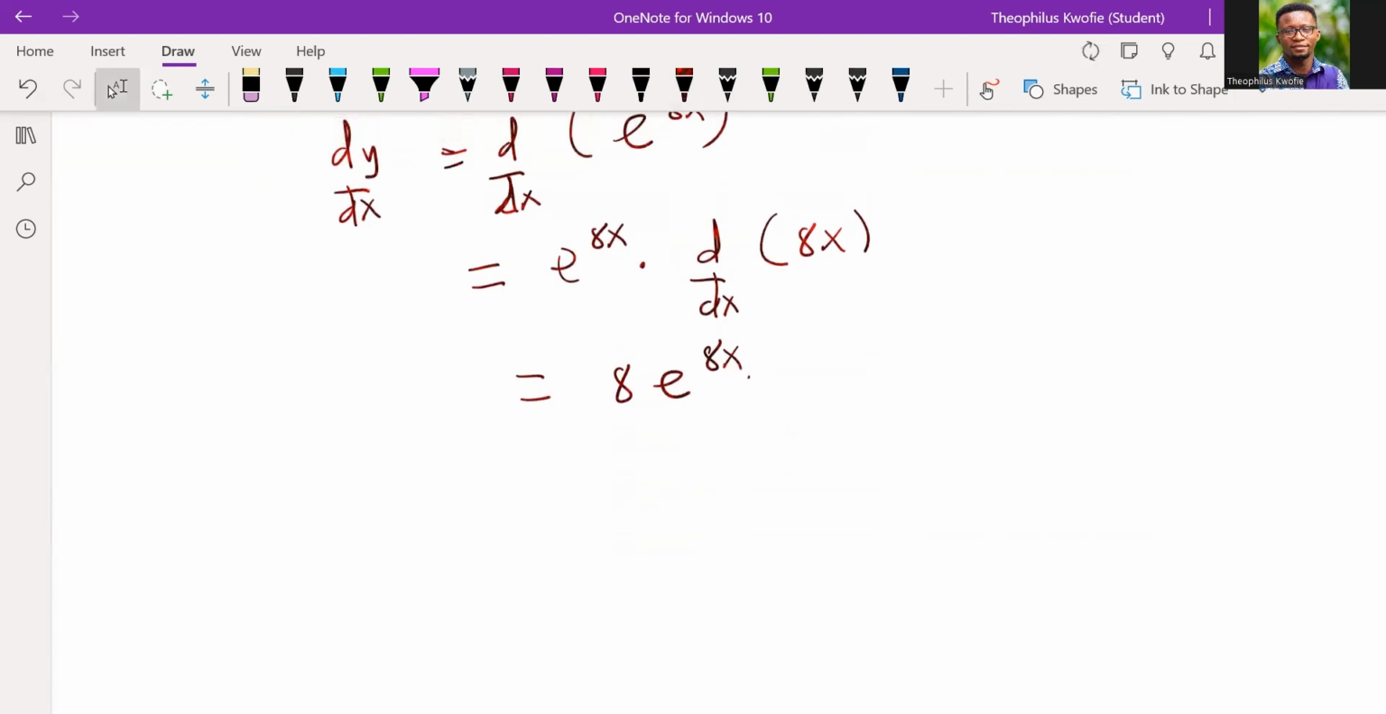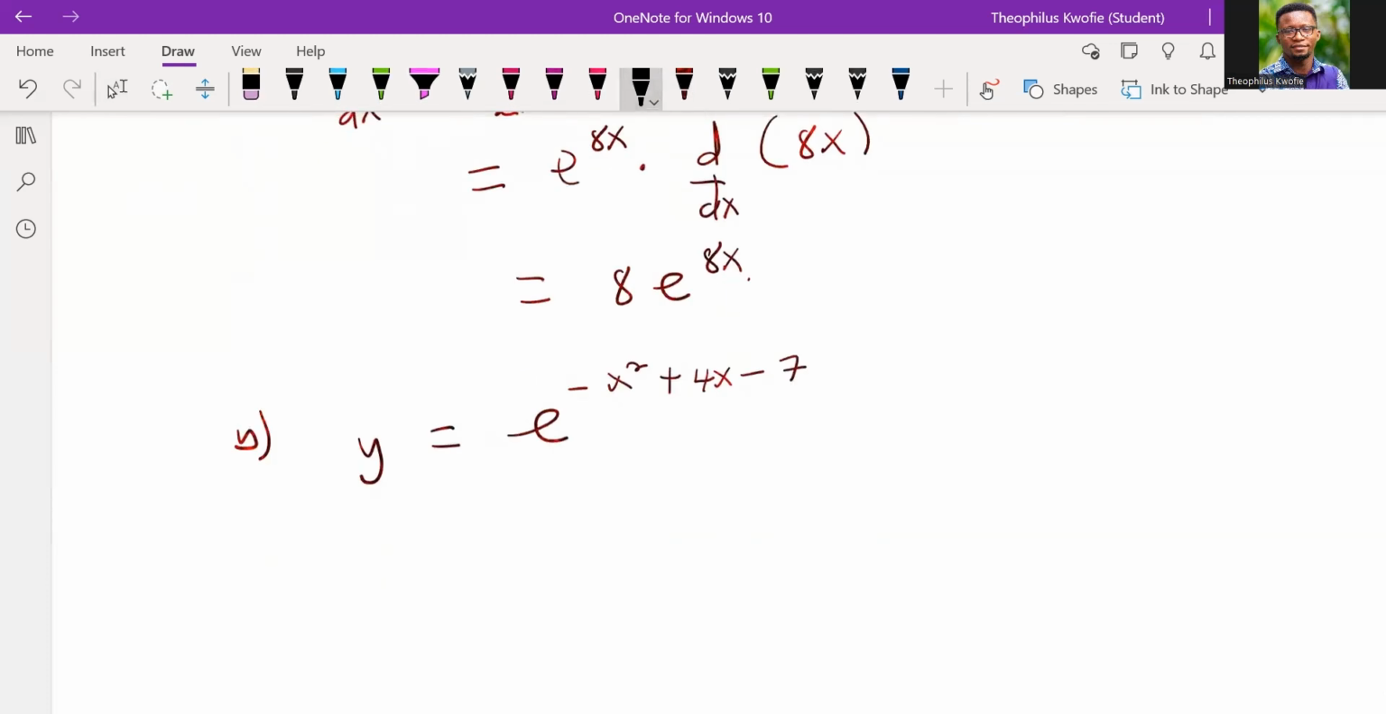Now, the B part, how do we approach the B part? With the B part, we have y equal to e to the power minus x squared plus 4x minus 7. How do we find the derivative of this? We take the derivative on both sides.